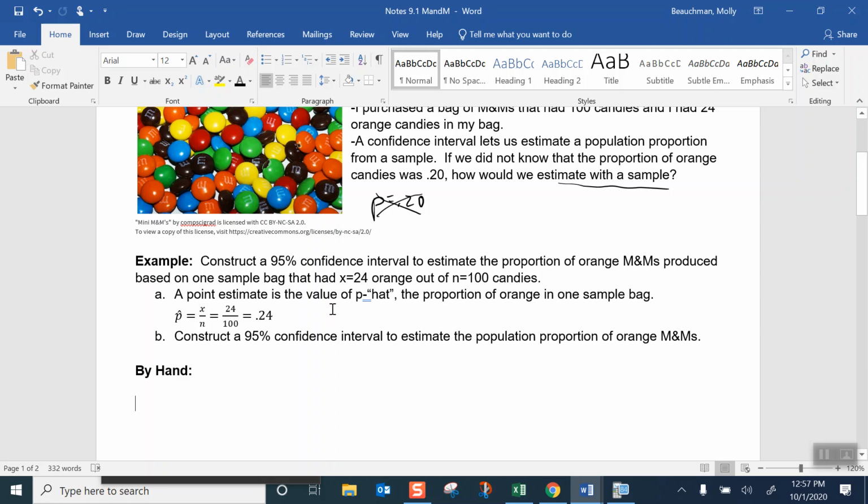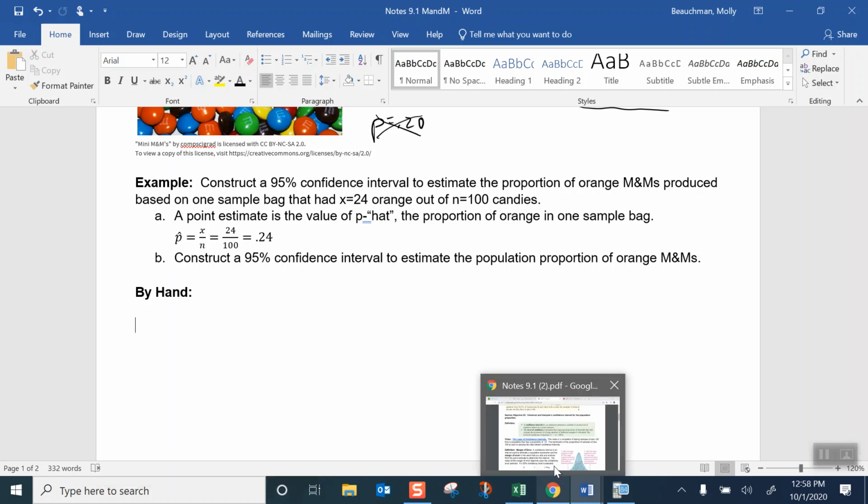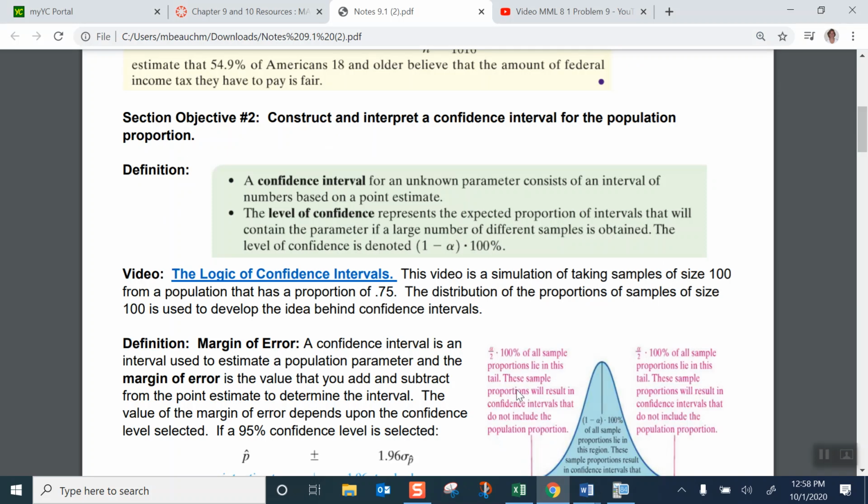The first estimate we can use is a point estimate. The point estimate is just the actual p-hat proportion that you had in your bag. So p-hat is 0.24. Now we're going to construct a 95% confidence interval to estimate the proportion of orange M&Ms. So what we're going to do is visit notes and take a look. This is posted in Canvas or in the textbook.